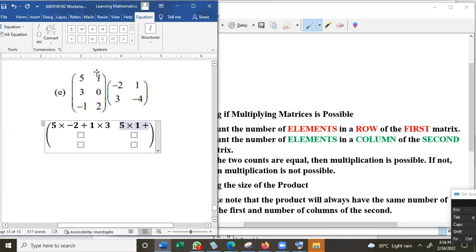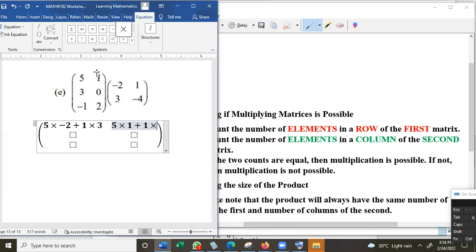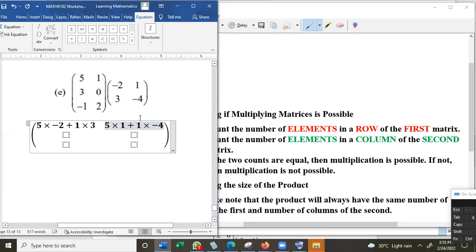Right, 1 times negative 4. We haven't finished with that row yet. 1 times negative 4. So across and down. So now we are finished with that first row, so we're coming down to the second row. So now we're going to the 3 and the 0. So 3 times what? 3 times negative 2, exactly.